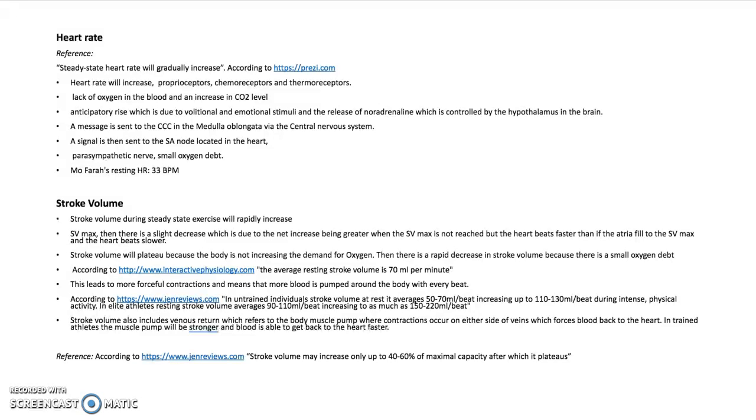Stroke volume also includes venous return, which refers to the body muscle pump where contractions occur on either side of the veins, which forces blood back to the heart. In trained athletes, the muscle pump will be stronger and the blood is able to get back to the heart faster. While stroke volume may increase rapidly initially, the increased heart rate will not allow the chambers in the heart to reach their SV max during every beat.